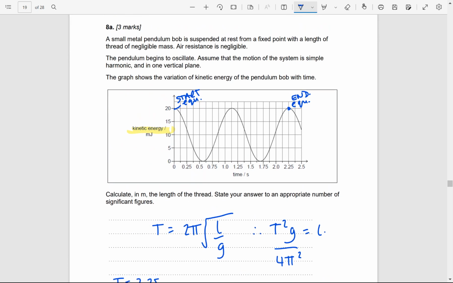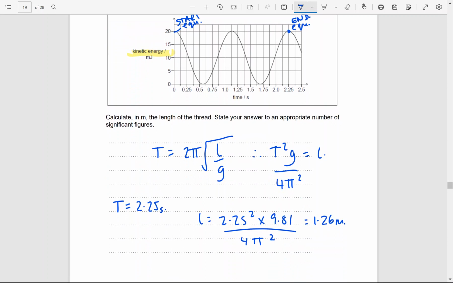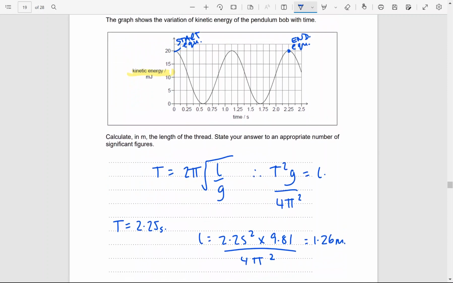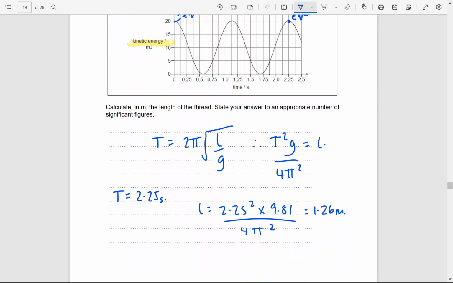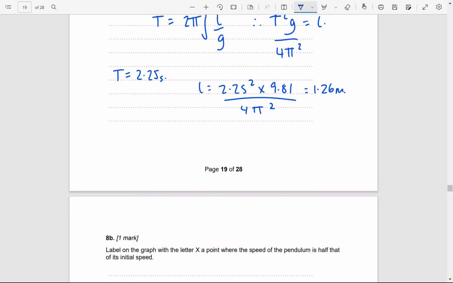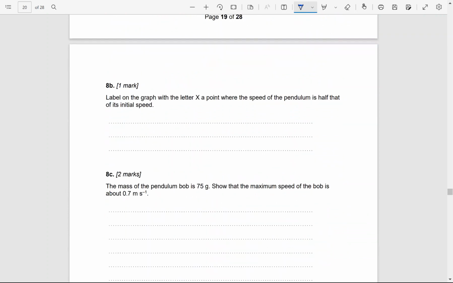Oh, actually it says an appropriate number of sig figs. What am I going to go for? 2 sig figs. Okay.